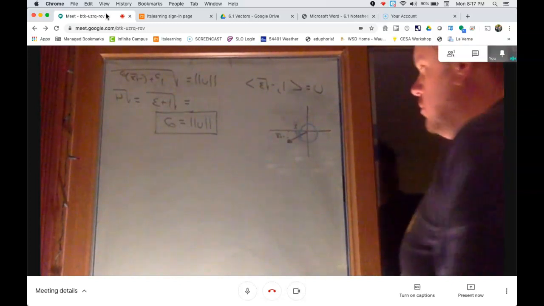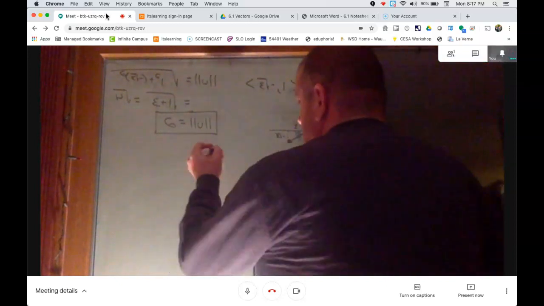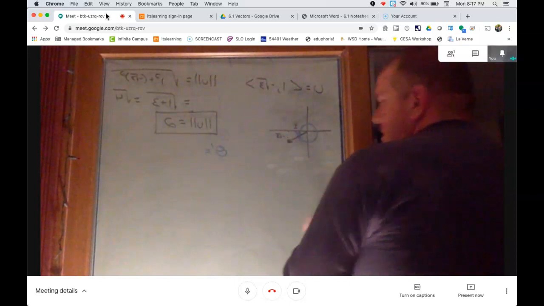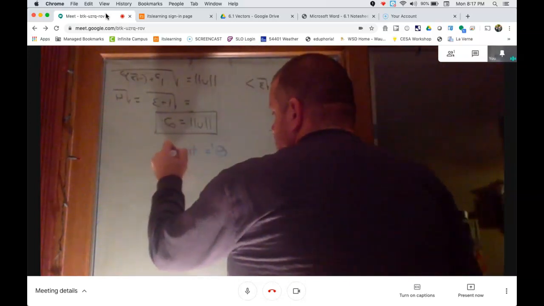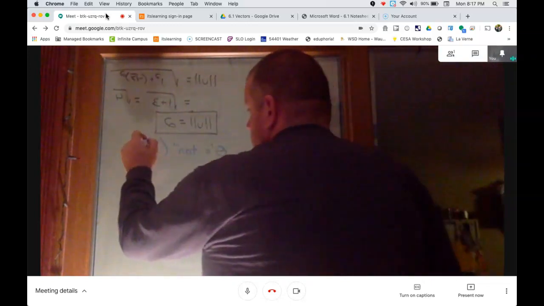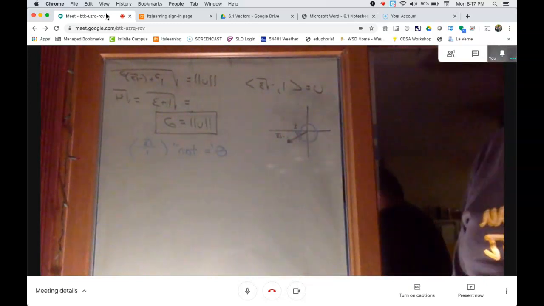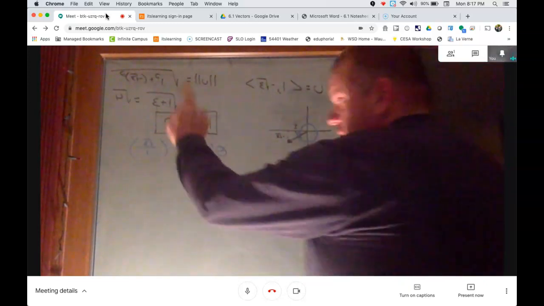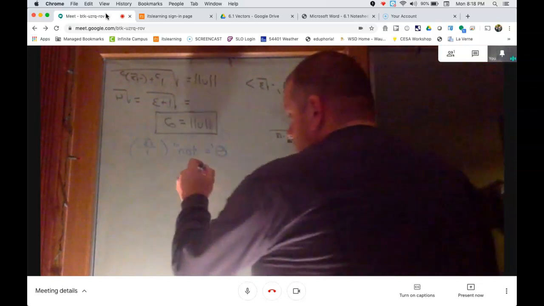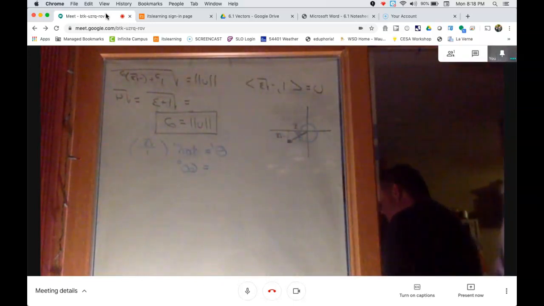Okay? Now we need to find the direction angle. Theta prime is going to equal the inverse tangent of square root of 3, because I dropped the negative sign, all over 1. That's going to be the inverse tangent of the square root of 3. That's on my unit circle. That's going to be 60 degrees.